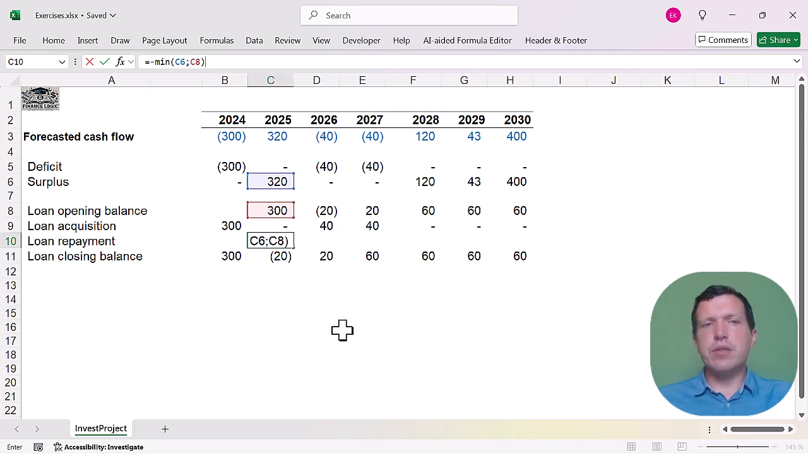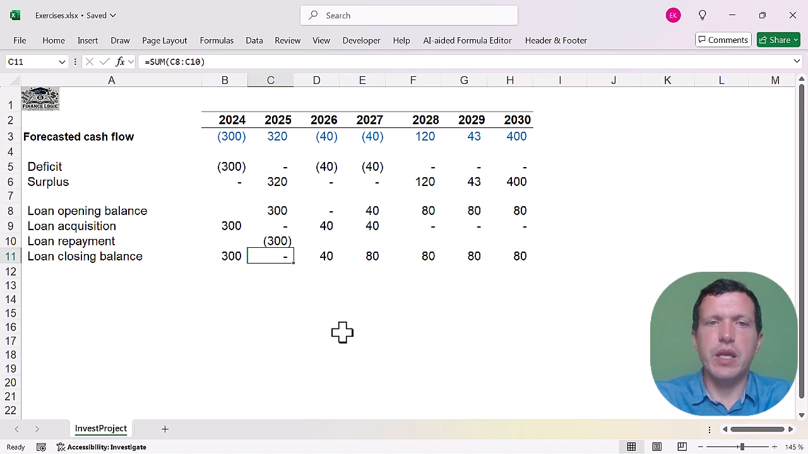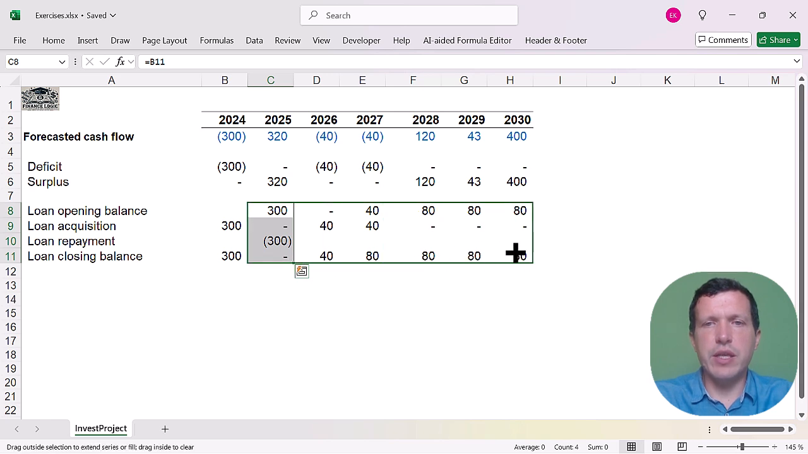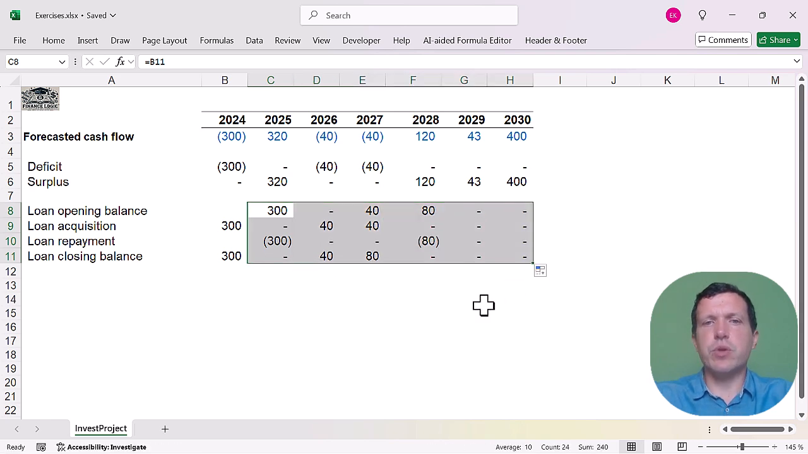So we cannot pay more than we have to pay. Of course, as I said, we don't take into account interest. We deal only with principal portion of our loan. Now let's see what we have. I'm going to expect 300 and loan closing balance is 0 at the end of the year 2025. Yes, it is. Now let's copy everything that we have for 2025. Let's copy it to all our remaining timeline and let's test what we have.